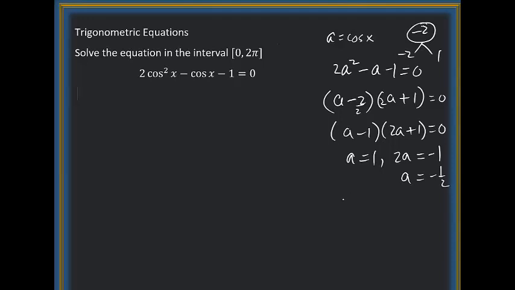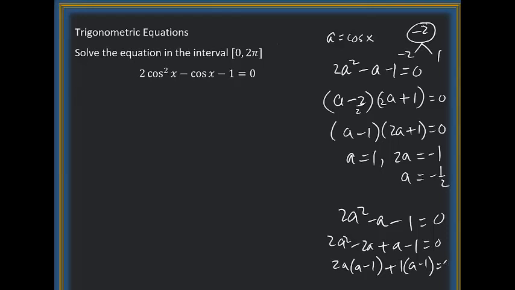Other way, you can say 2a squared minus a minus 1 equals 0. Since I have got negative 2 and 1, I can do it like this: 2a squared minus 2a plus a minus 1 equals 0. Just taking factors from these choices. Now you can group it. First factor out 2a, you get a minus 1 plus 1 times a minus 1 equals 0. So this is a minus 1 times 2a plus 1 equals 0. You have seen the same way we have found. So you should be good in factoring first.